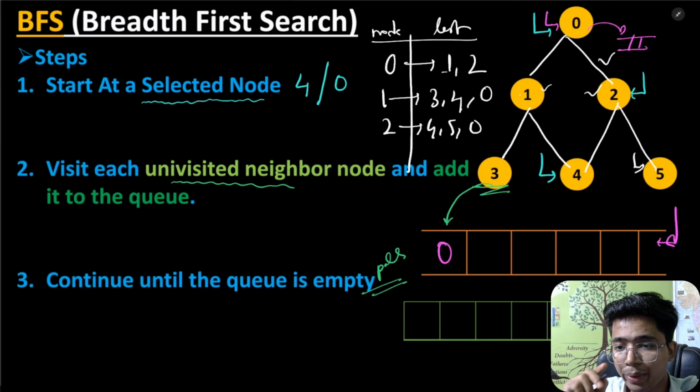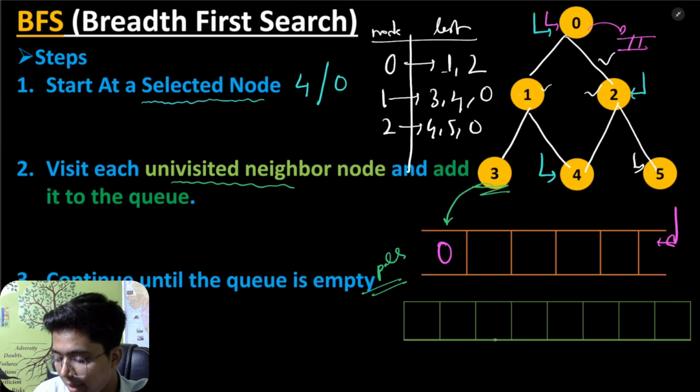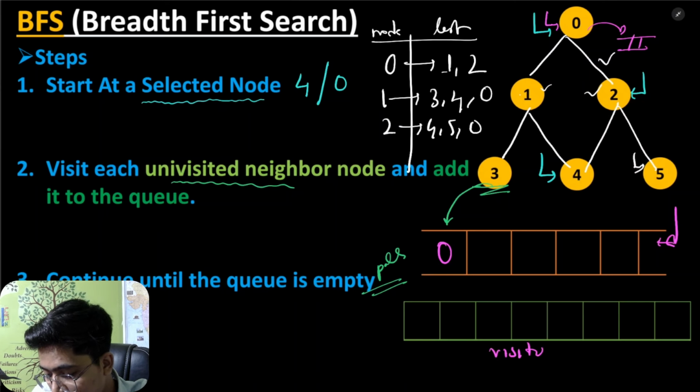Got it? So when we are traversing 0, now we'll add the node 0 to the visited set. This is our visited set. As we have visited 0, we'll add 0 to it also.